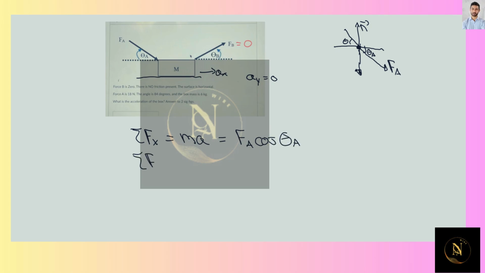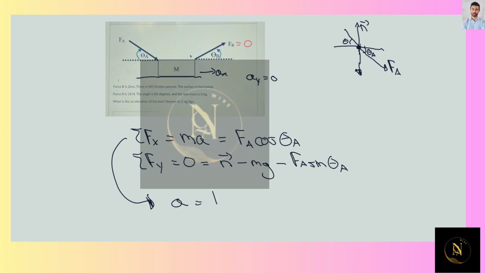Just for completion, let's write down the sum of the forces on y that needs to be equal to 0. And this is going to be equal to the normal force minus mg minus Fa sine of theta. So if you're asked to later find the value for the normal force, you can solve it as such. In this case, since we're only going to answer for the acceleration, we're going to focus on this part and we're going to answer to two significant figures.